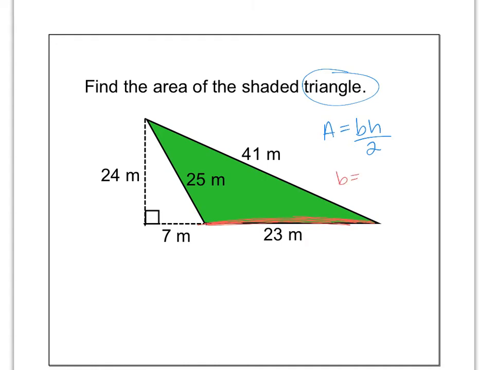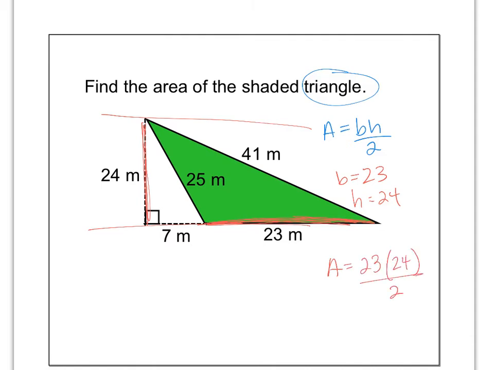23 is going to be your base. The height, however, is way over here. That would be the height of how tall is the triangle from top to bottom. And so the height is 24. So to find the area of this triangle, we'll do 23 times 24 and then divide by 2. And I got 276 meters squared.